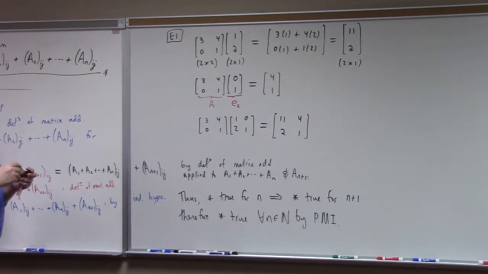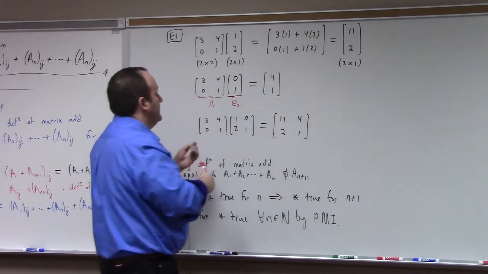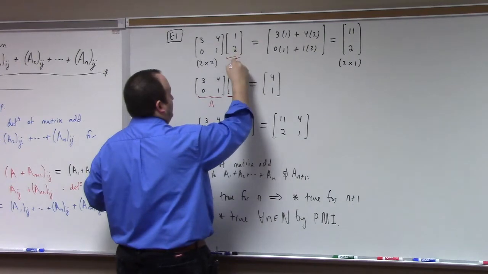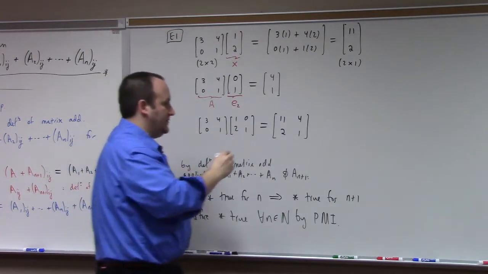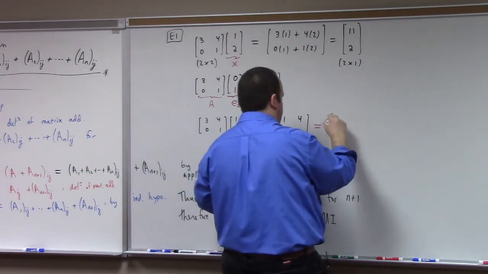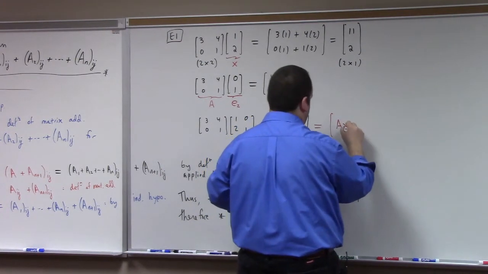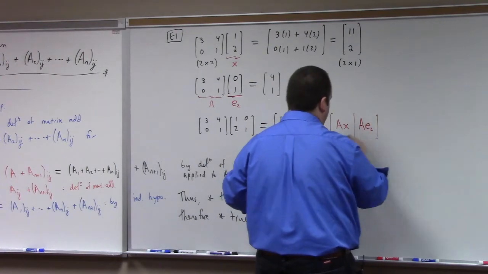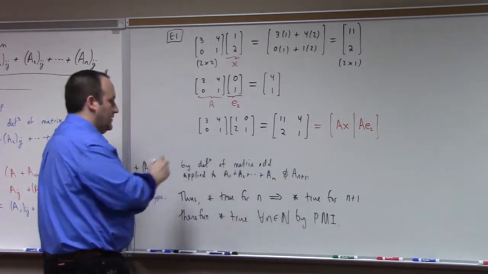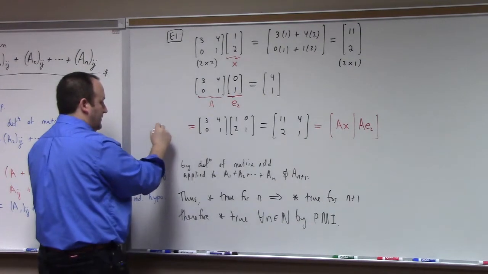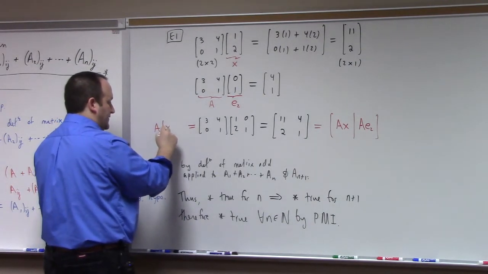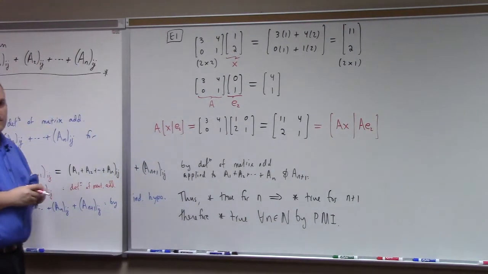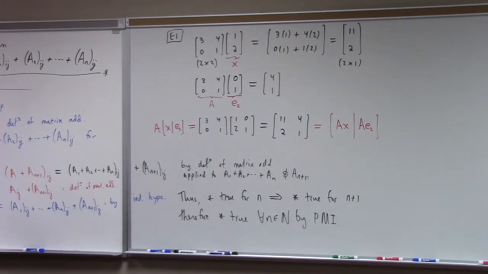The reason for that is a proposition. If I call this vector up here, I don't know, x, see what this is equal to. This is equal to AX concatenated, glued together with AE2. This over here is A times the matrix X glued together with E2. This is the column by column matrix multiplication rule.